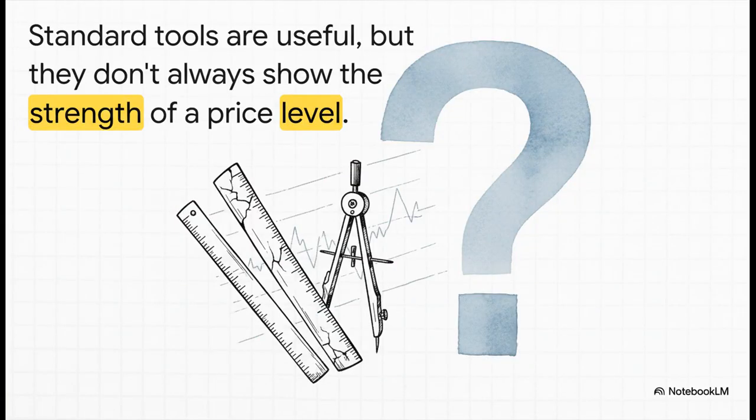Now look, our standard tools, trend lines, chart patterns, all that good stuff, they're absolutely useful. They help us map out the territory. But they all have one big blind spot. They can suggest where a key level might be, but they can't tell you how strong it is. They don't show you the conviction behind the price.